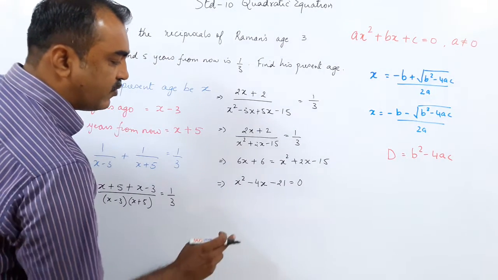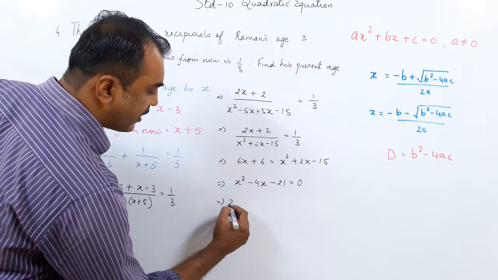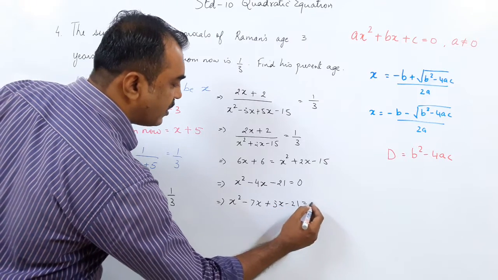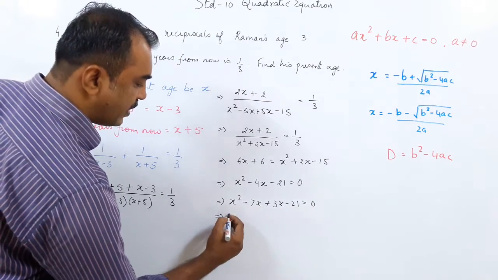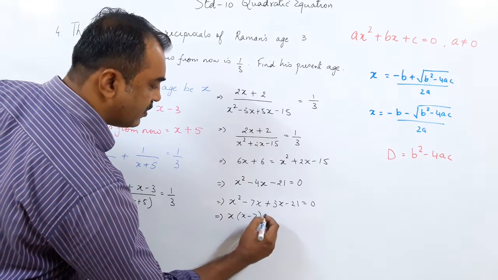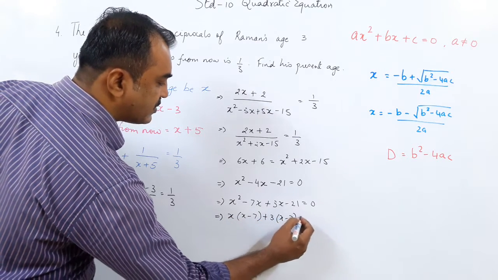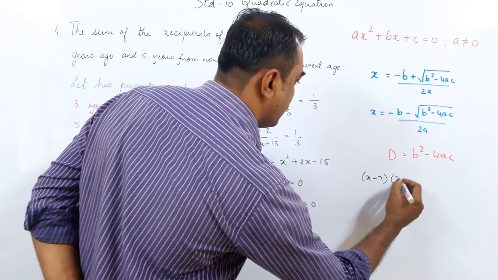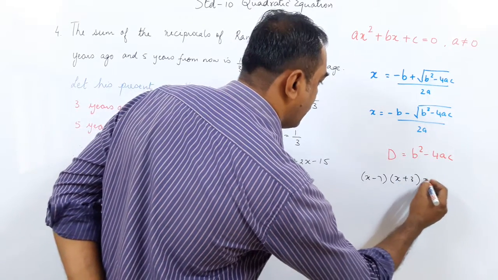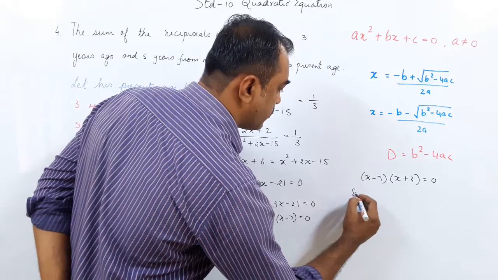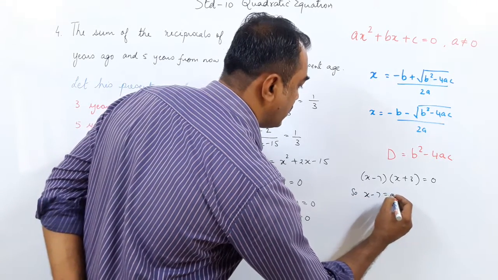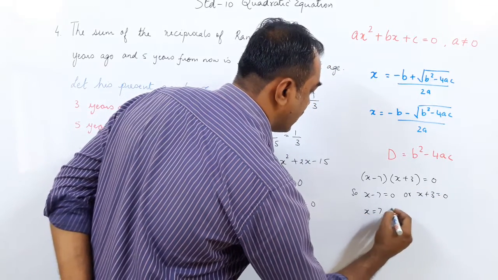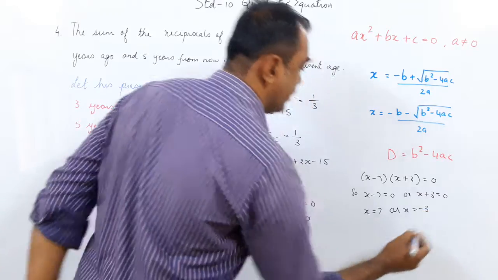I know 7 3s are 21 and 7 minus 4 equal to this. So write x square minus 7x plus 3x minus 21 equal to 0. This will imply, I take the x common, x minus 7 plus 3 common, x minus 7 equal to 0. So I have x minus 7 into x plus 3 equal to 0. So if x minus 7 equal to 0 or x plus 3 equal to 0, so x equal to 7 or x equal to minus 3.